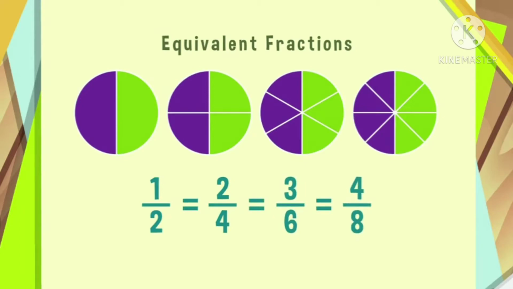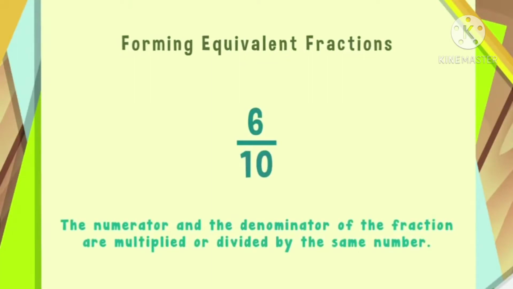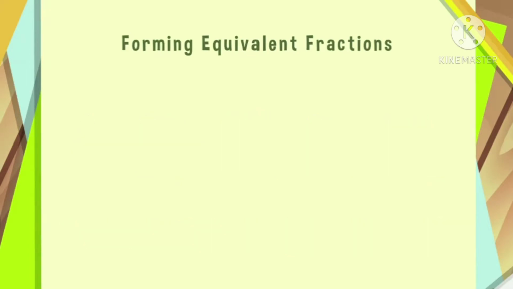All these are equivalent fractions. To form equivalent fractions of a given fraction, the numerator and the denominator are multiplied or divided by the same number. By multiplying or dividing the numerator and the denominator of a fraction by the same number, except 0, its value does not change. For example, let us find the equivalent fractions of 1 upon 2.